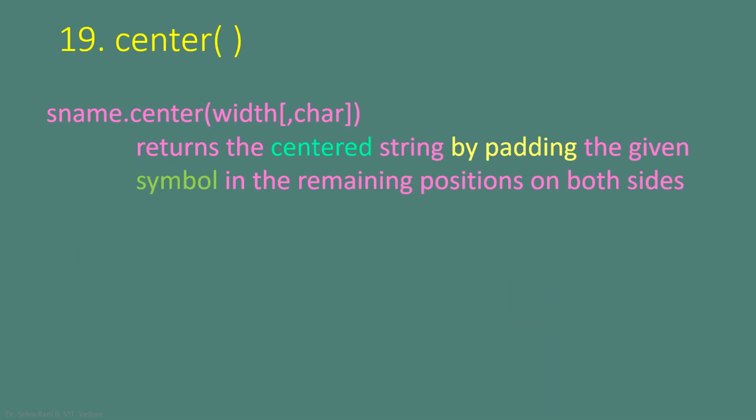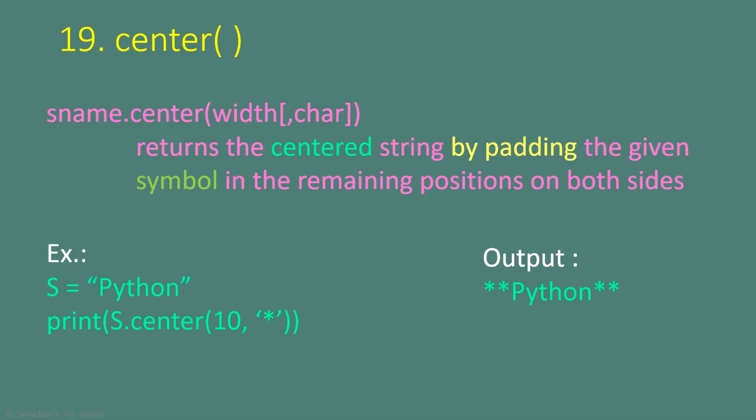center. center will return the centered string by padding the given symbol in the remaining positions on both the sides of the string. For example, let s is equal to "Python", and s.center(10, '*') will return the output as **Python**.